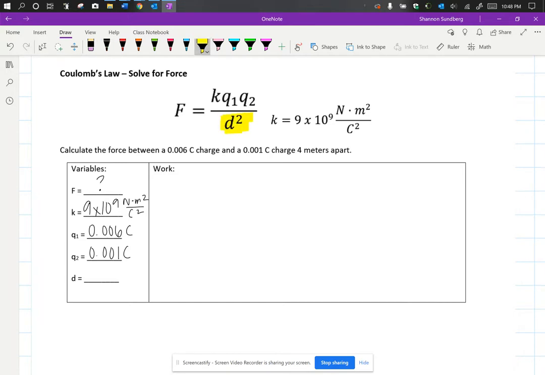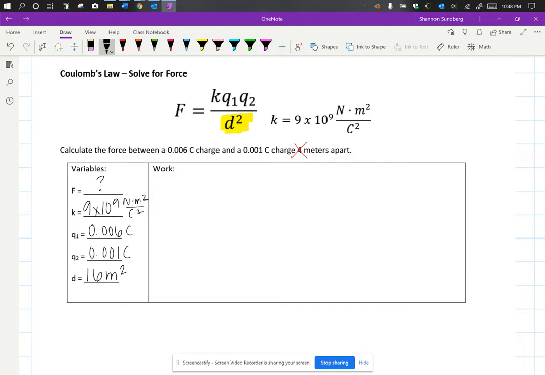It's very important. So just so that I don't get tripped up later on, what I would do right away is just square that distance. Okay, so 4 squared is 16. So I'm not actually going to use this. I'm going to write 16 meters squared. That'll just make my life easier later on, so I don't accidentally use that wrong number.